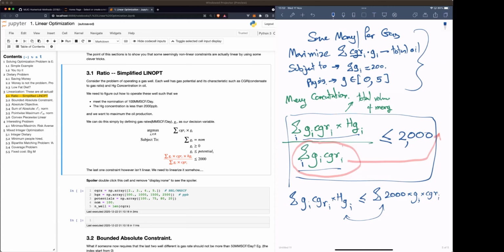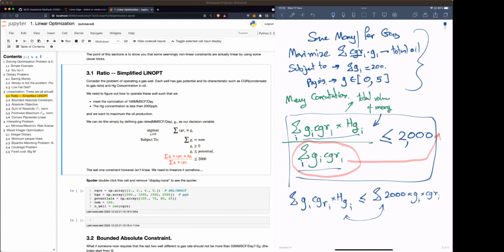So for example, the ratio. This technique is really, really powerful. So this is what I need from you. Can you help me figure out the total amount, how much gas should I produce from each one of them?